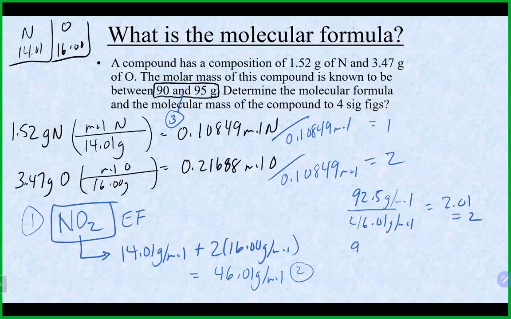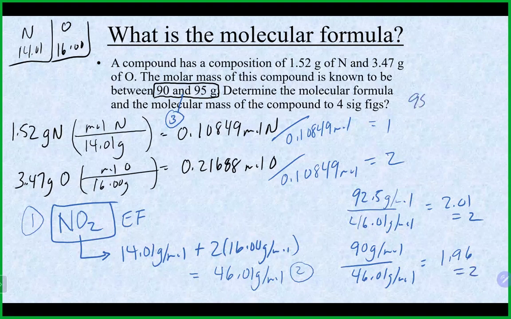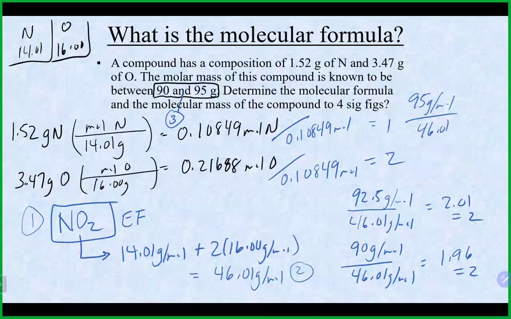If you went the low end, just to show you, if you took the 90 grams per mole and divided it by the 46.01, you will end up with 1.96, which is approximately 2 as well. And if you took the high end here and took the 95 grams per mole and divided it by the 46.01, on the high end there, you will end up with 2.06, which again is also about 2.